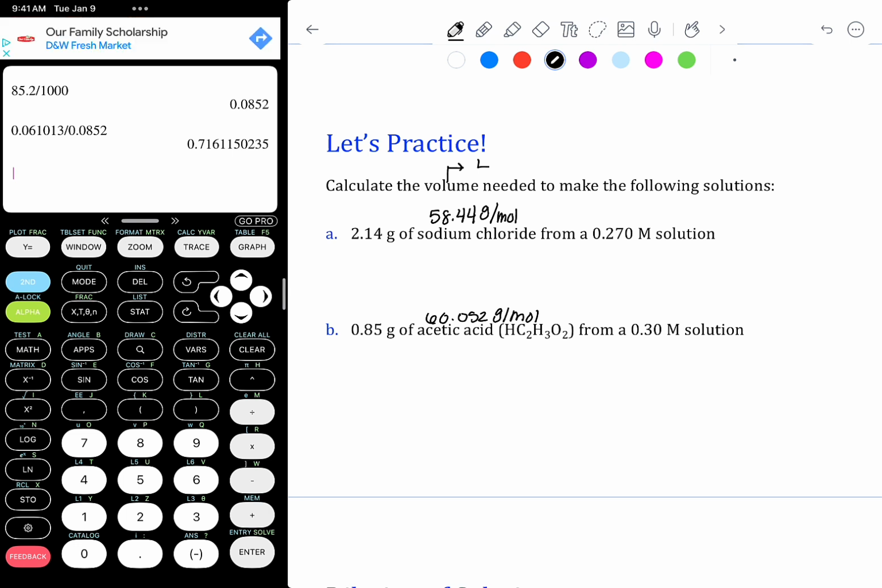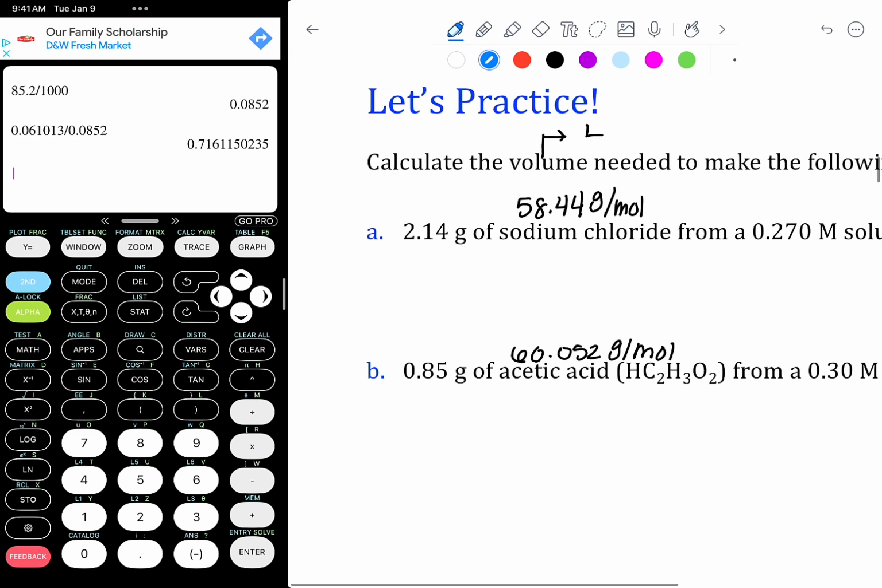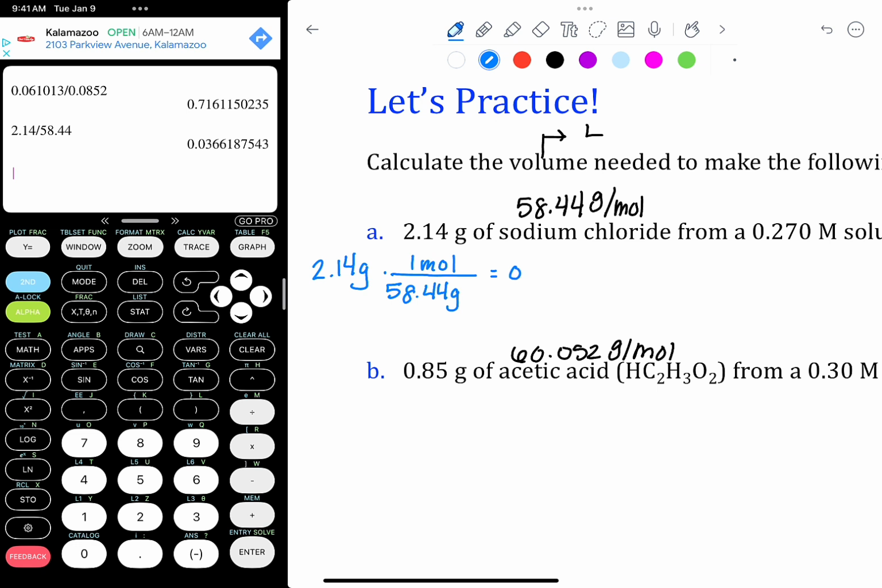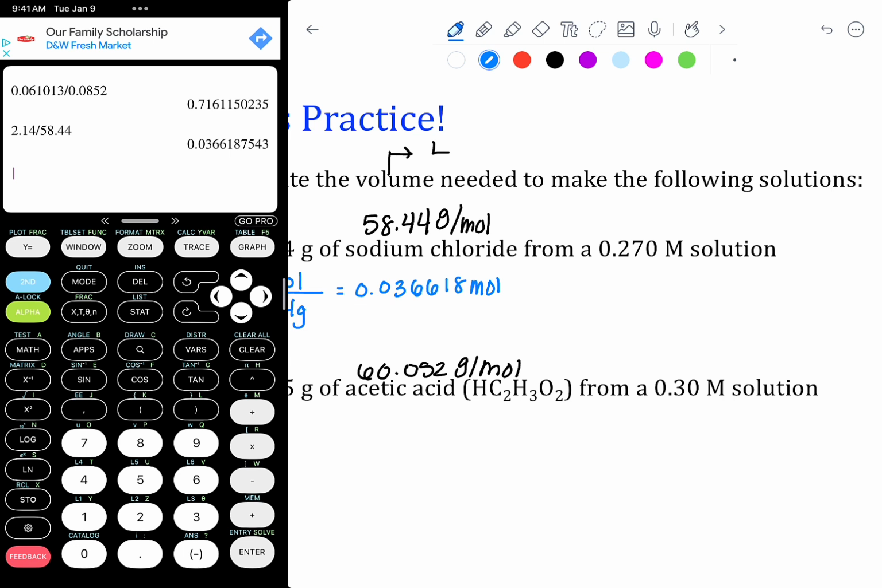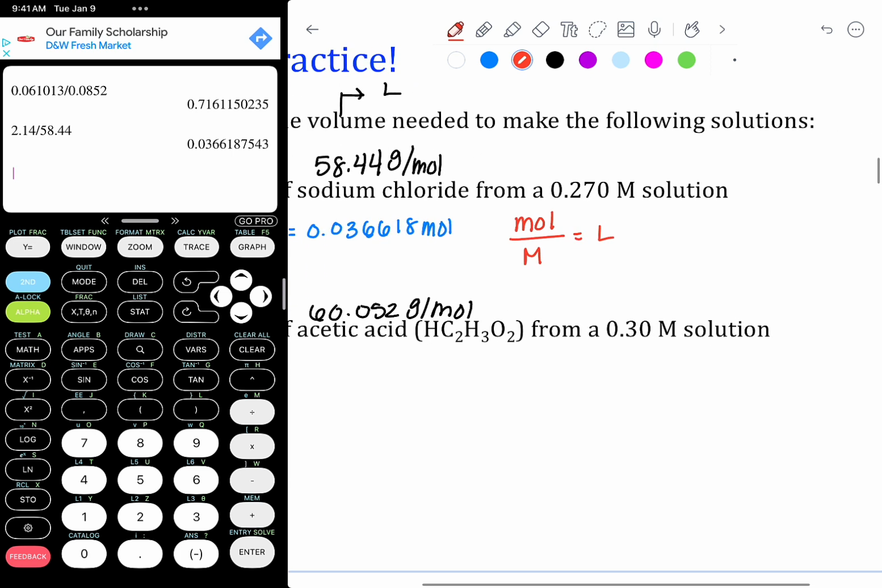For these problems, we're going to take a similar approach, where we start by converting our masses to moles using our molar masses. So we'll take 2.14 grams and divide it by its molar mass, 58.44. Once we have our mole value, we take moles divided by molarity, and that'll give us our volume. If we use our molar triangle, we cover up the L, and we see that moles need to be divided by the concentration in order to solve for liters.